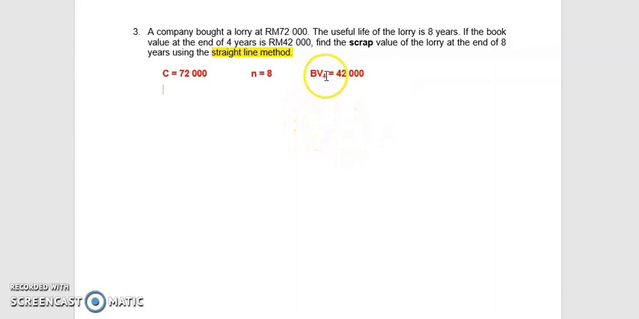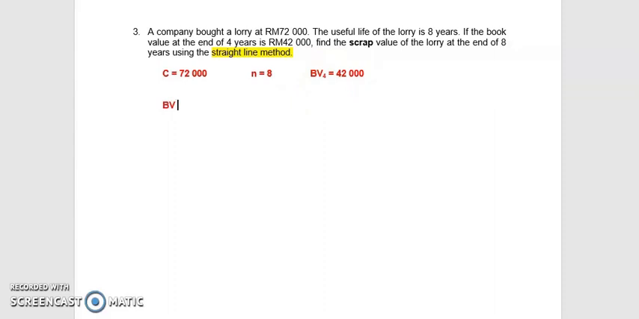We know that book value is the value of the asset at that particular year, but scrap value is the value of the asset at the end of its useful life. Now how to find scrap value? Which formula to use? We have info about cost, useful life and book value only, so we can start from the book value formula.